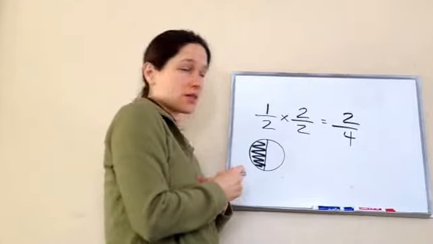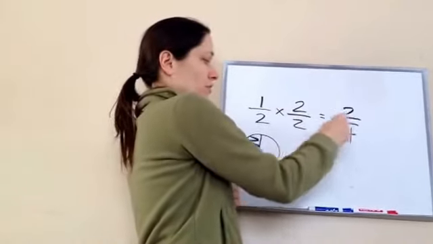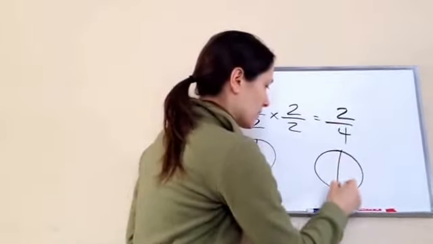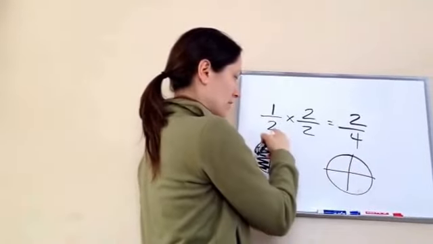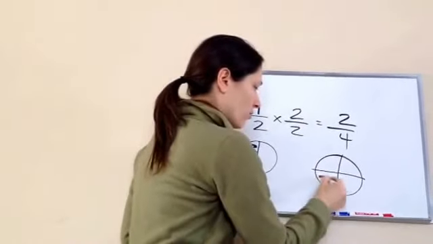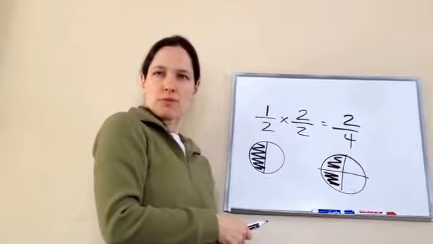Do you remember that? 1 times 2 is 2 and 2 times 2 is 4, which means that it was broken up in 4 pieces instead of 2. And therefore, when we fill in 2, it's the same amount. Do you remember doing that?